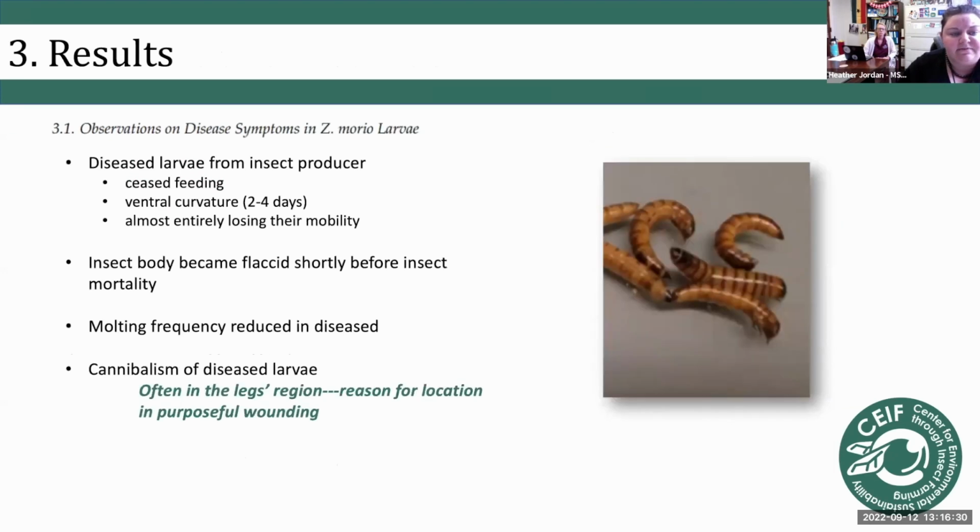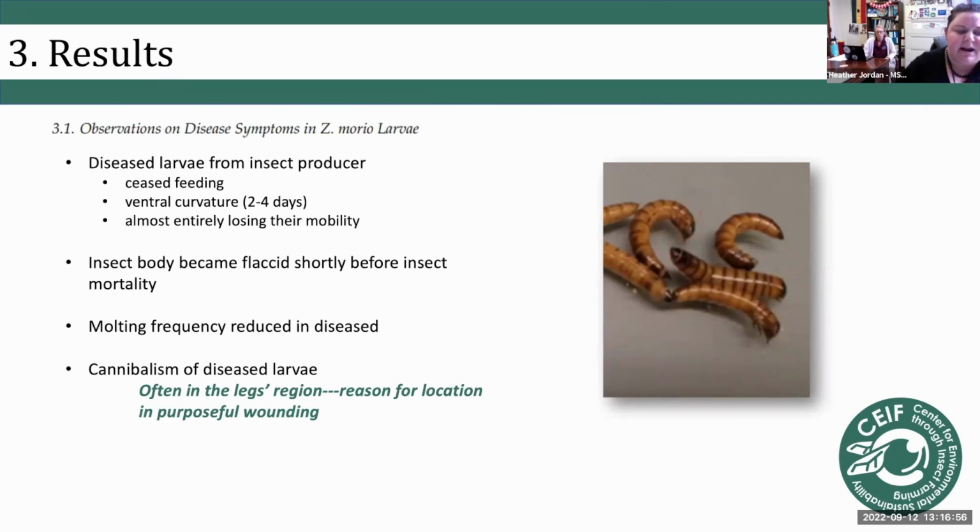Okay, going over the results. The first section of results reported were the observations on disease symptoms of the larvae. The diseased larvae that came from the insect producer showed symptoms of ceased feeding. There was a ventral curvature, meaning that they curved inward, sort of like doing a sit-up. This happened over a period of 2 to 4 days, and then they almost entirely lost their mobility.